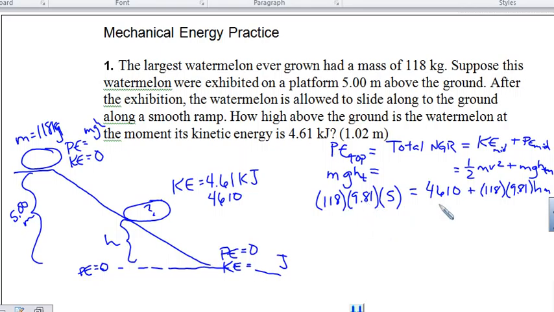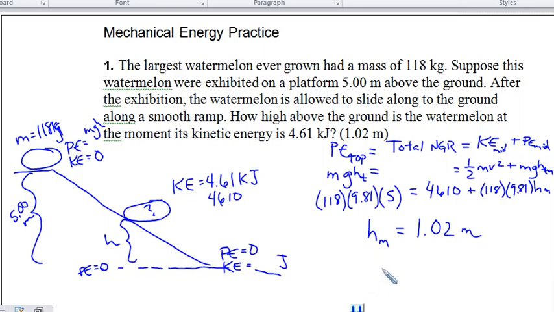Looking at this equation, I only have one unknown variable, so I should be able to solve for the height at that spot by multiplying all of my left side of the equation, subtracting the 4,610, then dividing by my 118 and my 9.81, and I should get a height at that mid spot of 1.02 meters.